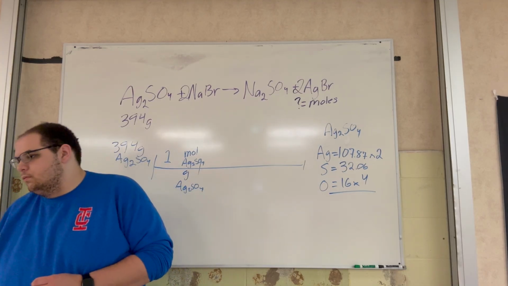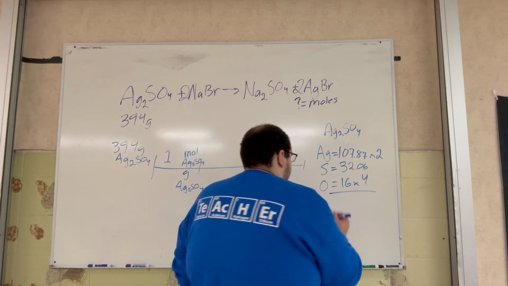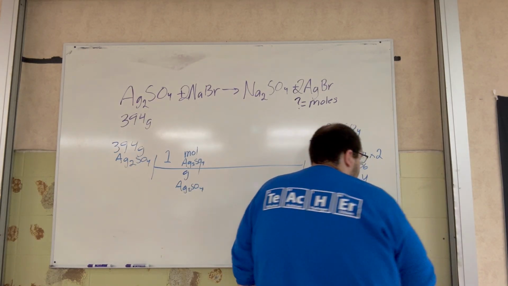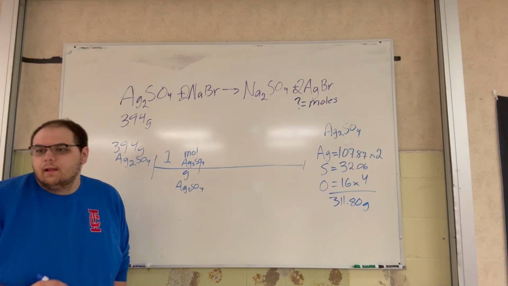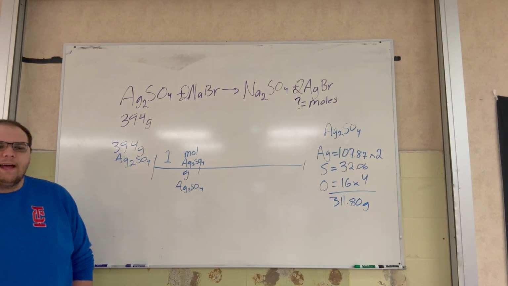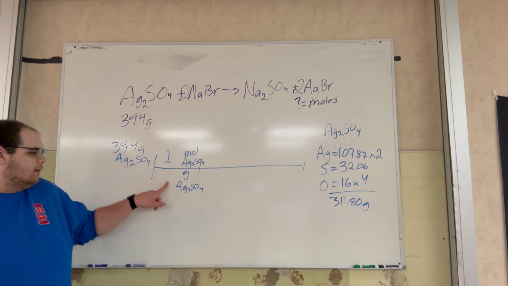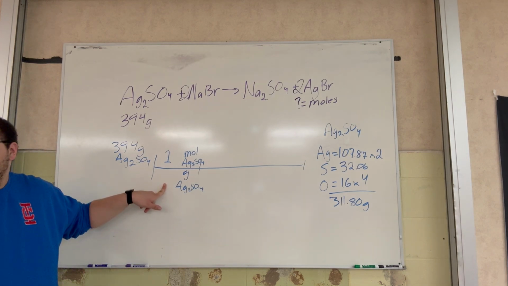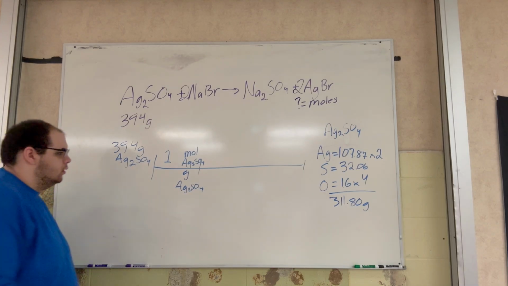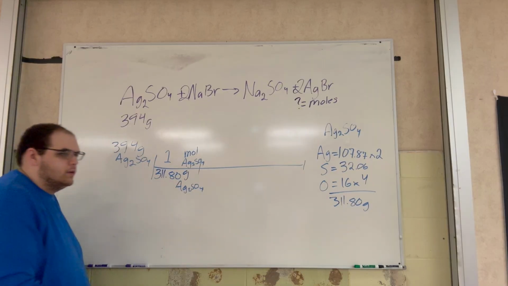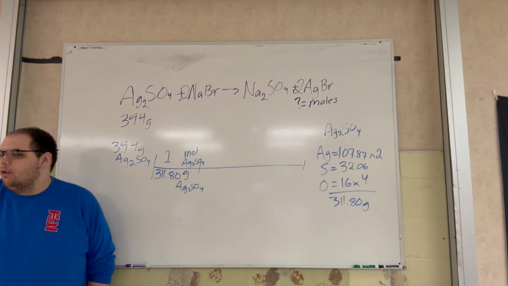Does anybody agree? I agree. 311.80 grams. So that's my molar mass of silver sulfate. That's the number that I need to put here in my grid. Is everybody following so far?